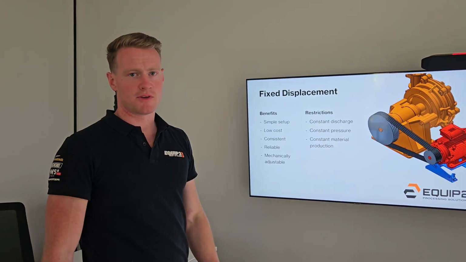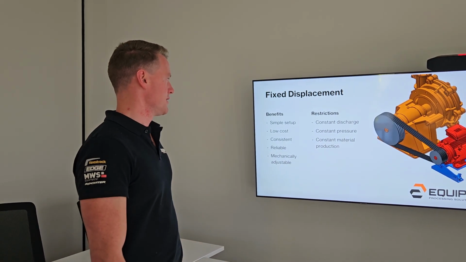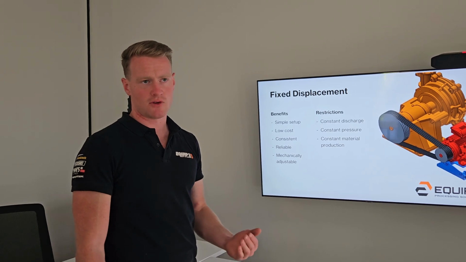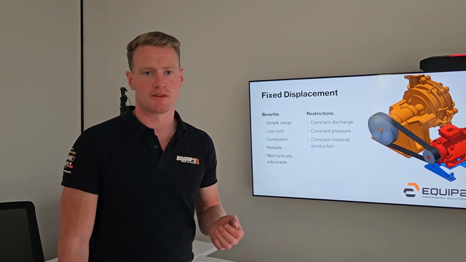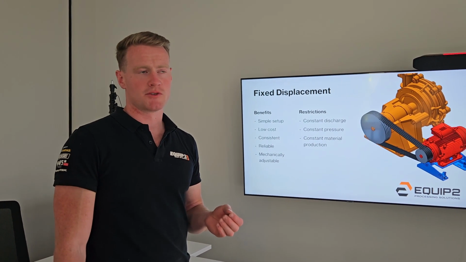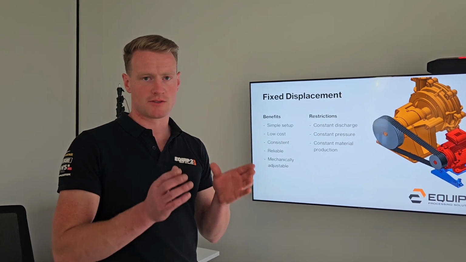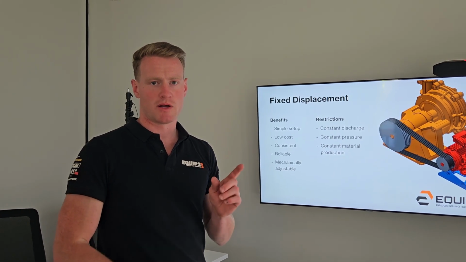So the restrictions on a fixed displacement pump, obviously you've only got a constant discharge, so that's volume and pressure. Off the back of that, the same material can only be produced. So if you're using a pump to feed a cyclone, you can generally only make one material.